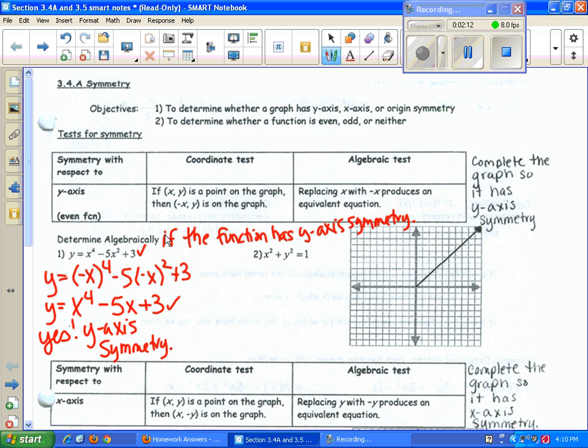So let's go ahead and do the other equation. For this other equation, I would do the same thing. Replace x with negative x. If we get an equivalent equation, then we know we did it correctly. So negative x squared is just x squared, plus y squared equals 1. I got the same equation back that I started off with. So again, yes, we have y-axis symmetry.